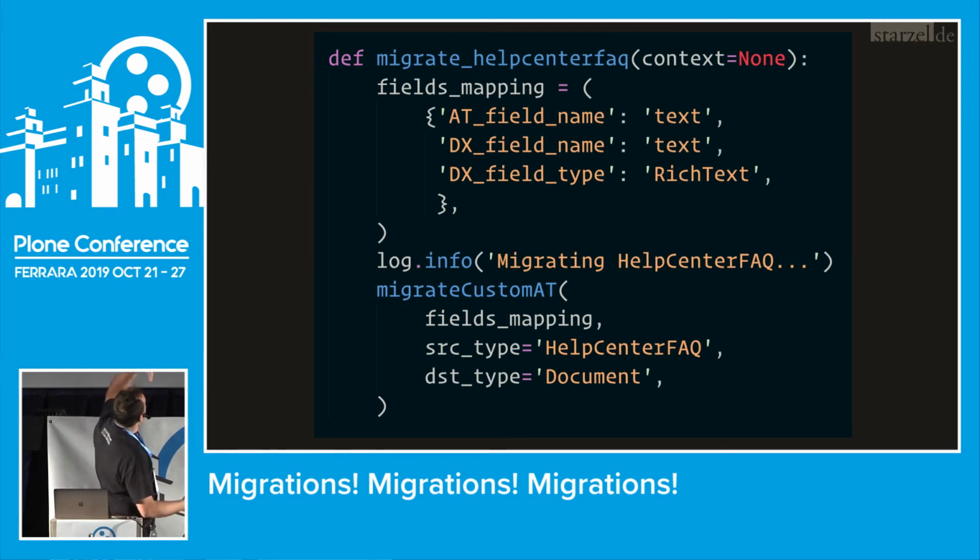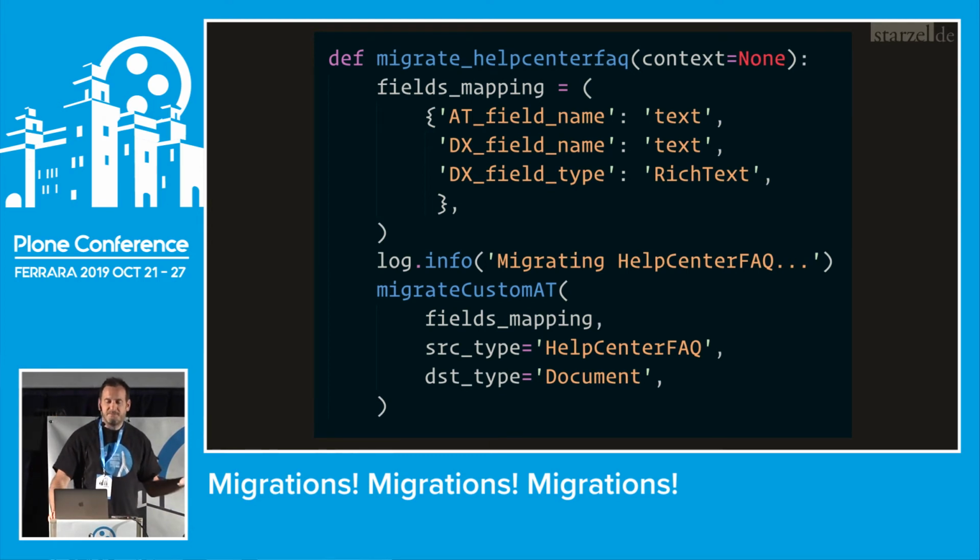You can, that's interesting, it's not a folder. So you can specify a field mapping to map the text field to the text field and say that's a rich text. And so it's migrating the Help Center FAQ to a document, and it's keeping the rich text.